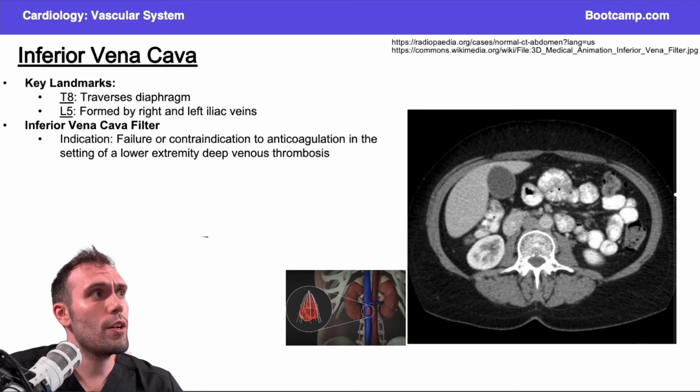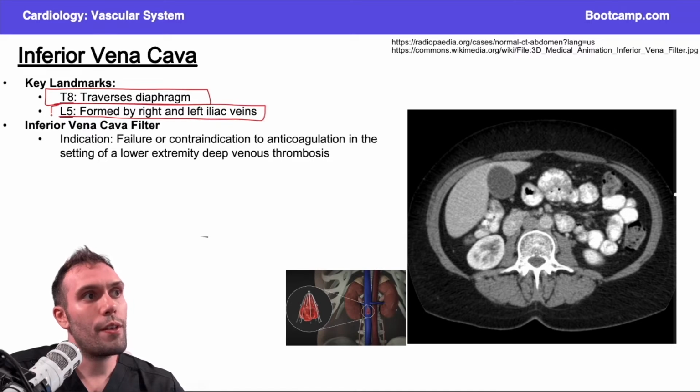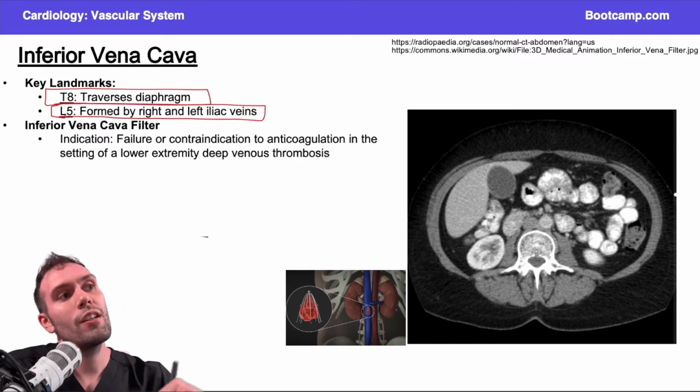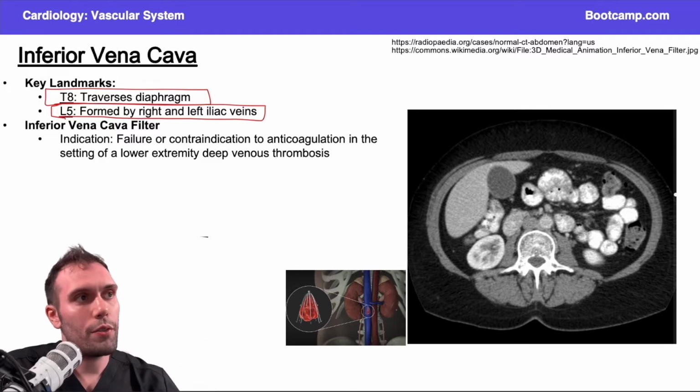Last thing that I just wanted to touch on briefly is, again, going back to the inferior vena cava. The inferior vena cava traverses the diaphragm at T8. Remember, the aorta is T12. And at L5, it forms the right and left iliac veins. Remember, for the aorta, the bifurcation happens at L4. So just don't confuse those two.